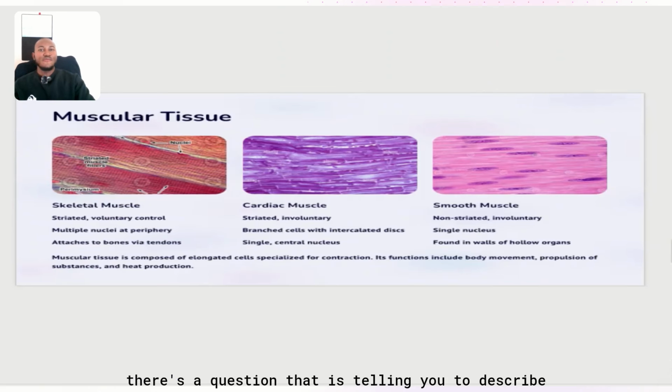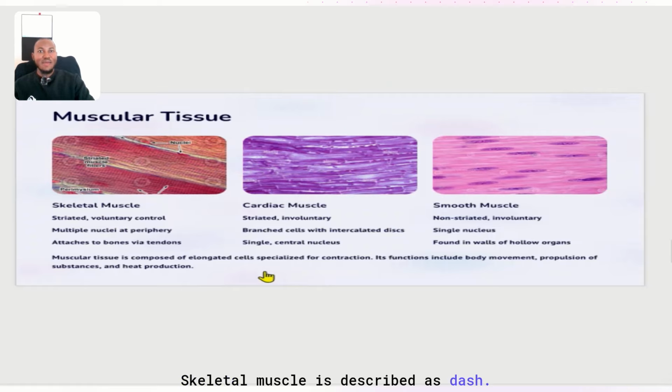Now, there's a question that is telling you to describe a skeletal muscle. Skeletal muscle is described as dash. We have fibrous and containing gland substance, non-striated and involuntary, non-striated and involuntary. Any non-striated, remove it, because skeletal muscle and cardiac are both striated. For skeletal, it is striated and voluntary, but cardiac is striated and involuntary. So the first option says fibrous containing, leave that one. That one is talking about something else.